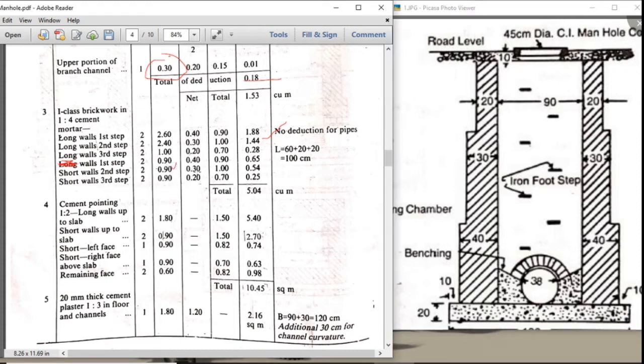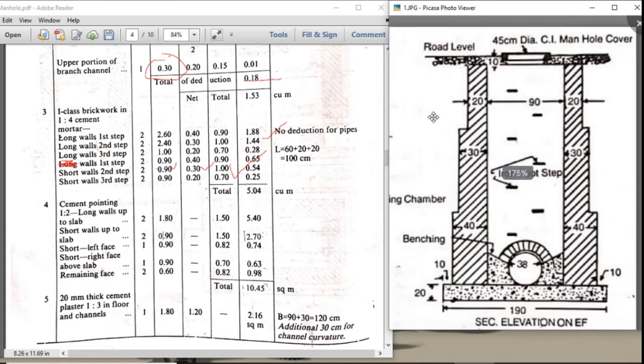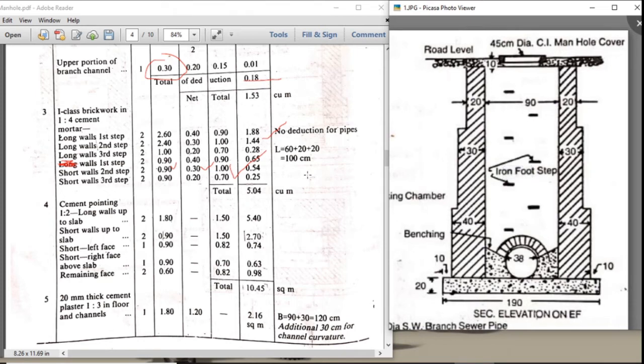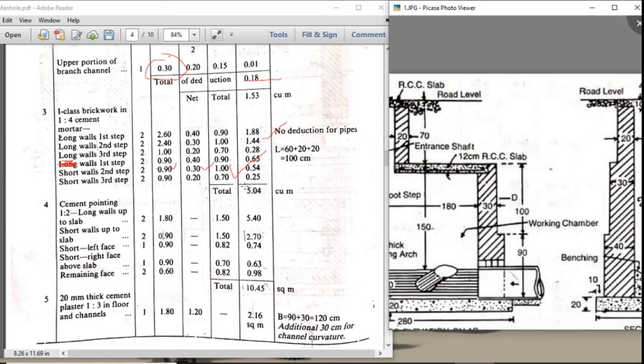Next, short walls second step 0.90. Breadth of the wall 0.30. Next, height of the wall is 1. Then short wall third step 0.90, 0.20. Height of the wall is 70. So if we multiply, we will get 0.25. If we add all this quantity, we will get 5.04 as the total quantity for brickwork.